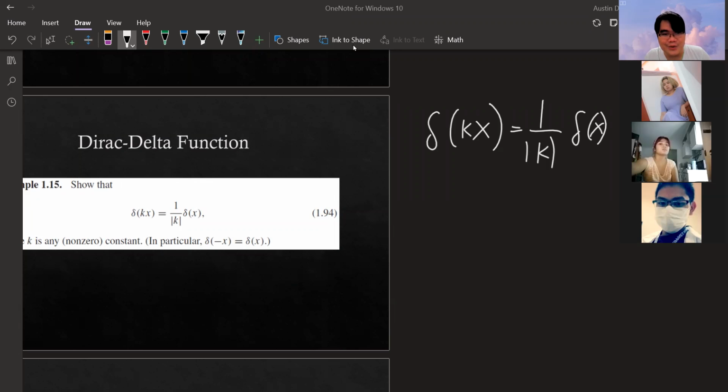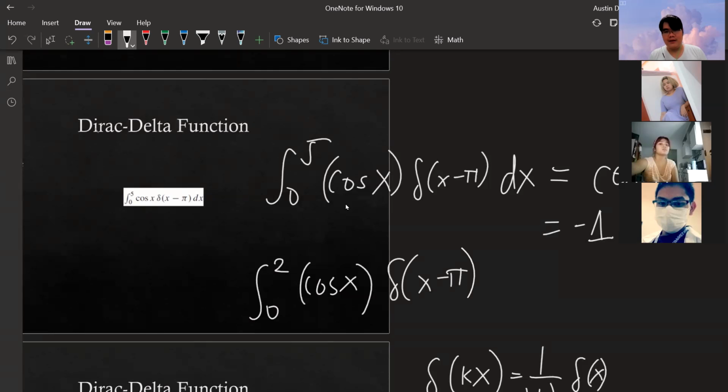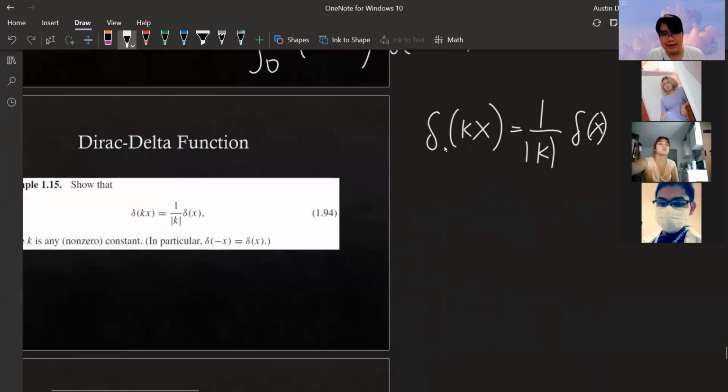Okay. Nice question. Sir, kung mas malaki po ba yung bounds as long as covered po nito yung pi? Same answer lang po. Yes. Okay? Same answer lang. Yes. However, kapag ginawa natin to, ginawa natin 0 to 2 lang. Cosine x Dirac delta x minus pi dx. Yeah, this is just 0. Okay? Because your Dirac delta just vanishes along these values kasi hindi niyo inabutan yung pi. Okay? Okay?